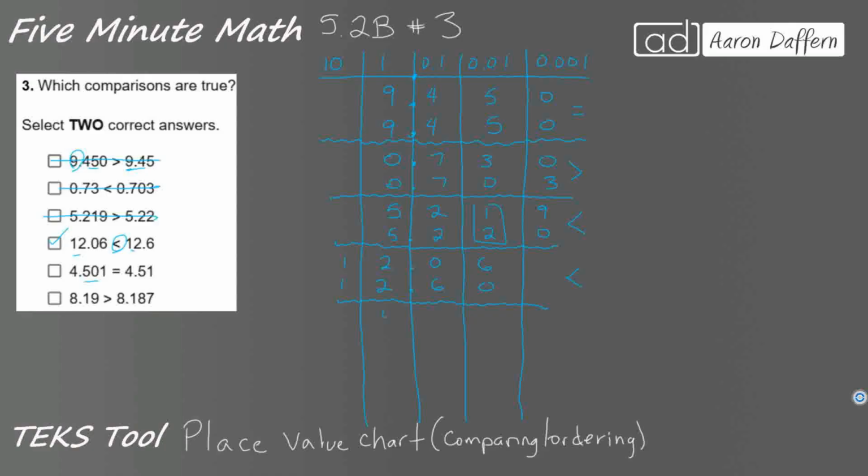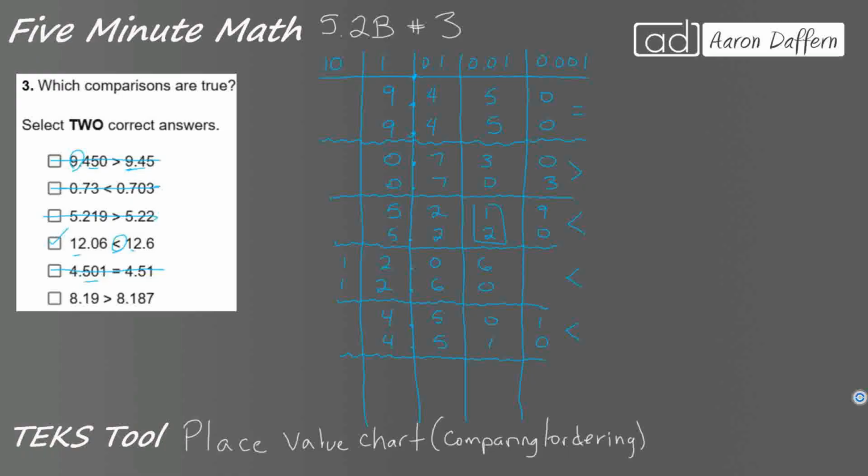Let's get 4 and 501 thousandths, 4 and 51 hundredths. I'm going to add that 0. And this is going to be less than, right? So the 501 is less than 510. They say it's equal. Incorrect.